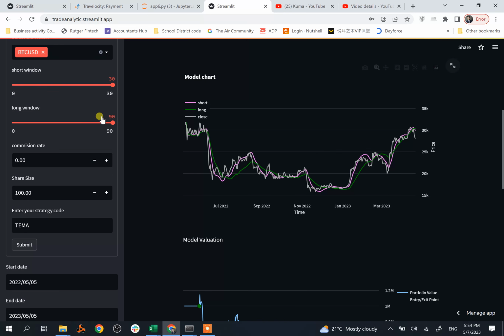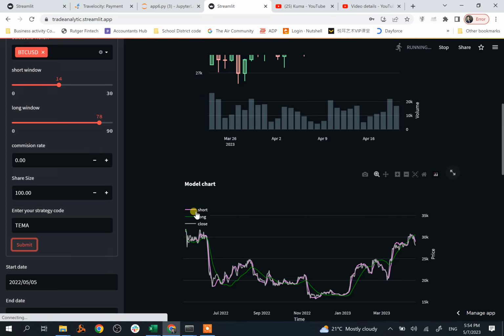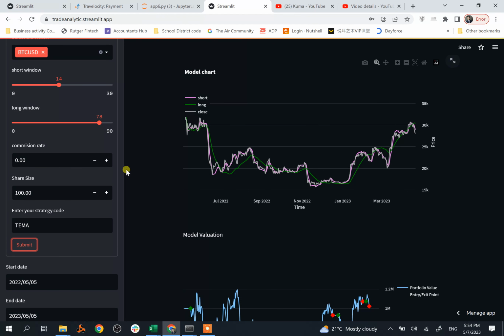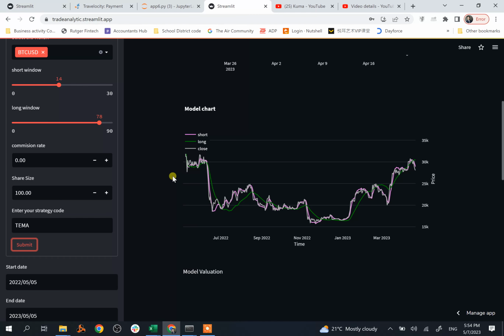Now you have different windows here that you can play with, for example, the short and long. Whatever window you set, it's going to change this whole graph. So you submit again, and the shape of this graph changes a little bit. I mean the cross line, if you look into detail.